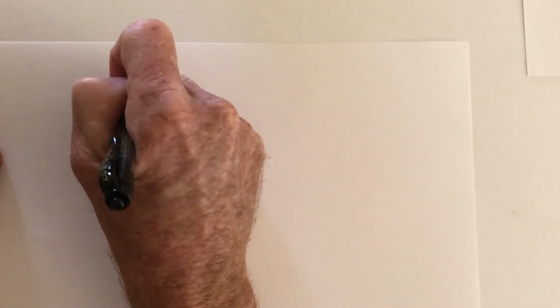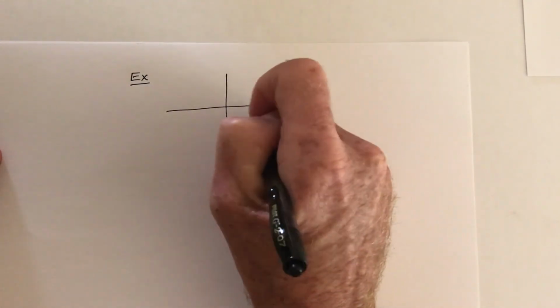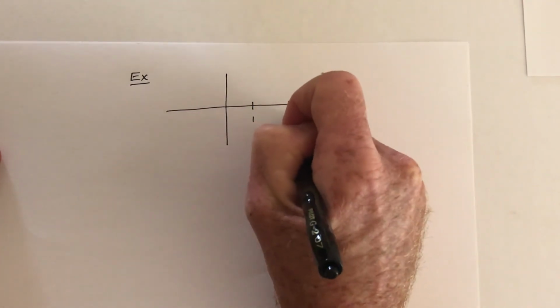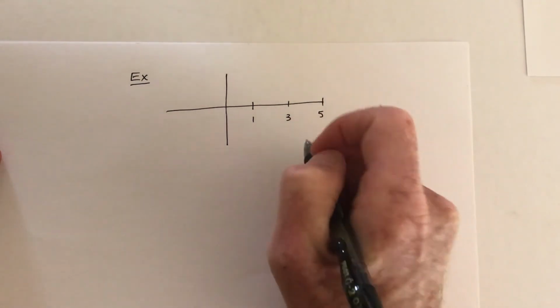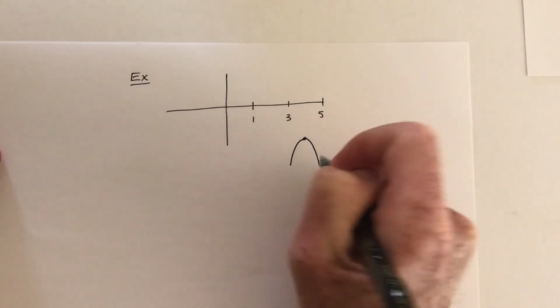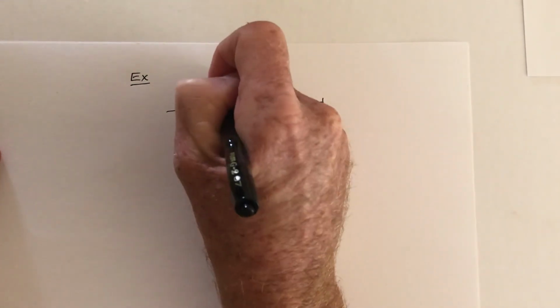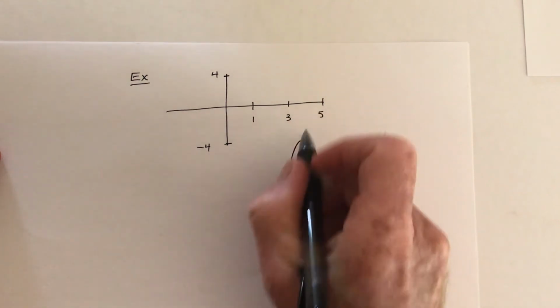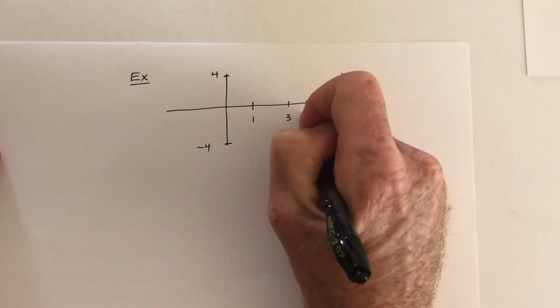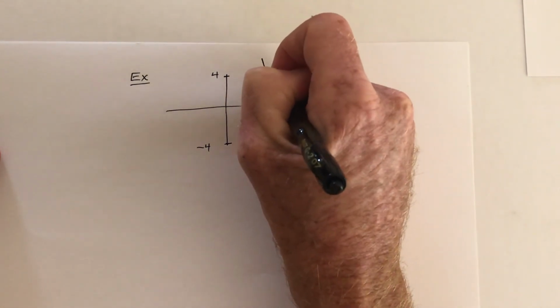Okay, then work the opposite way. What if you were given the graph? Then find the equation. So I'll just make up a graph. Let's say this is 1, 3, and 5. And then the graph looks like this. So this is at negative 4, and this is at positive 4. So this point right here would have to be between 3 and 5, so that's at 4. And then this one is going up like this.